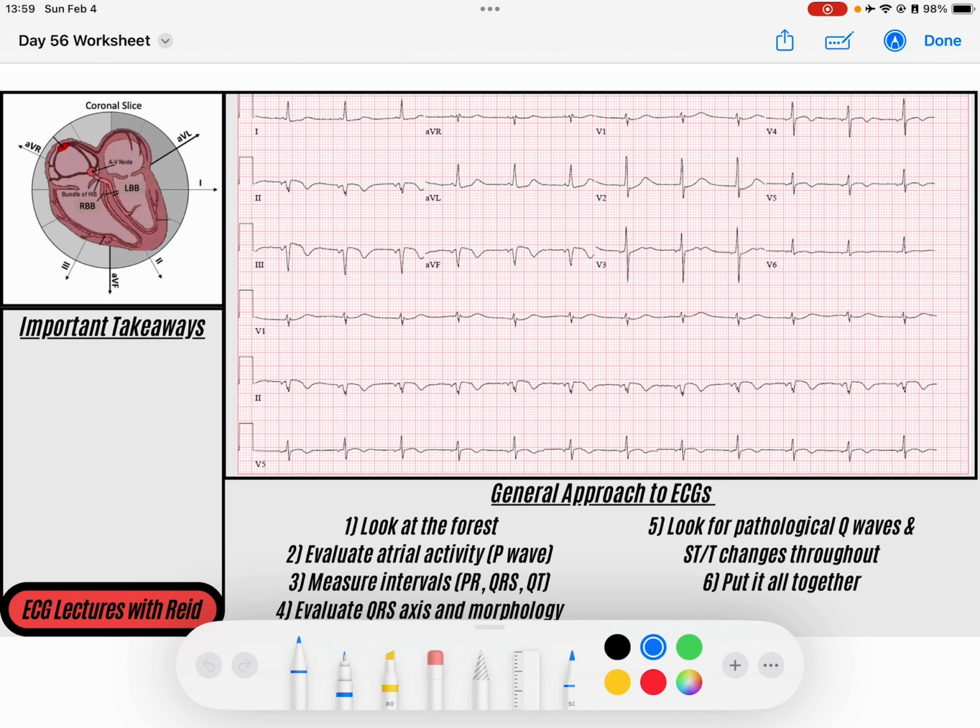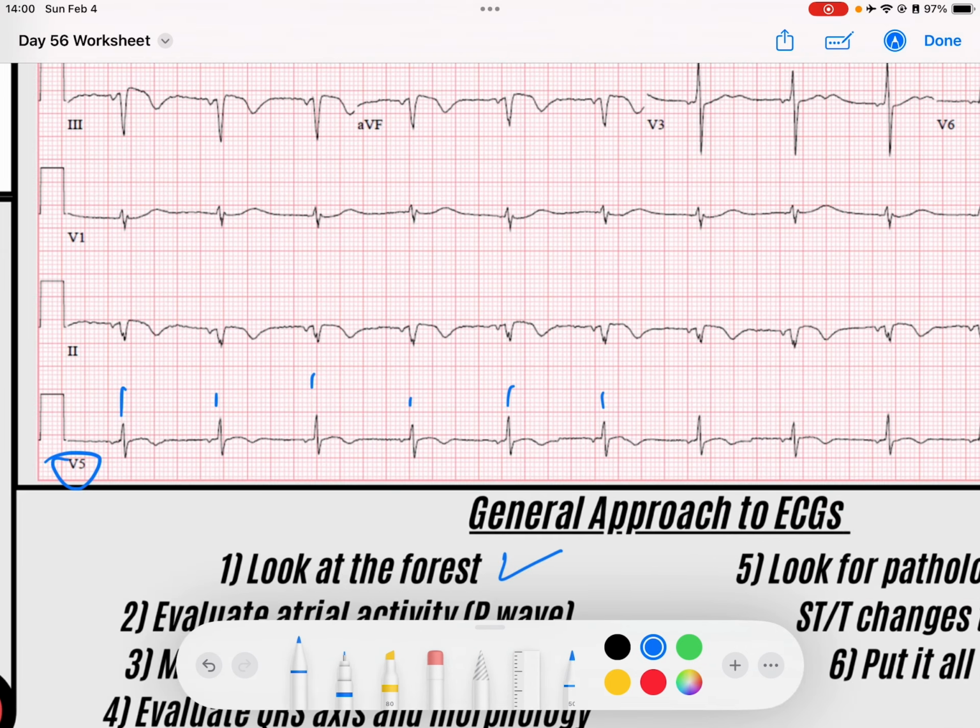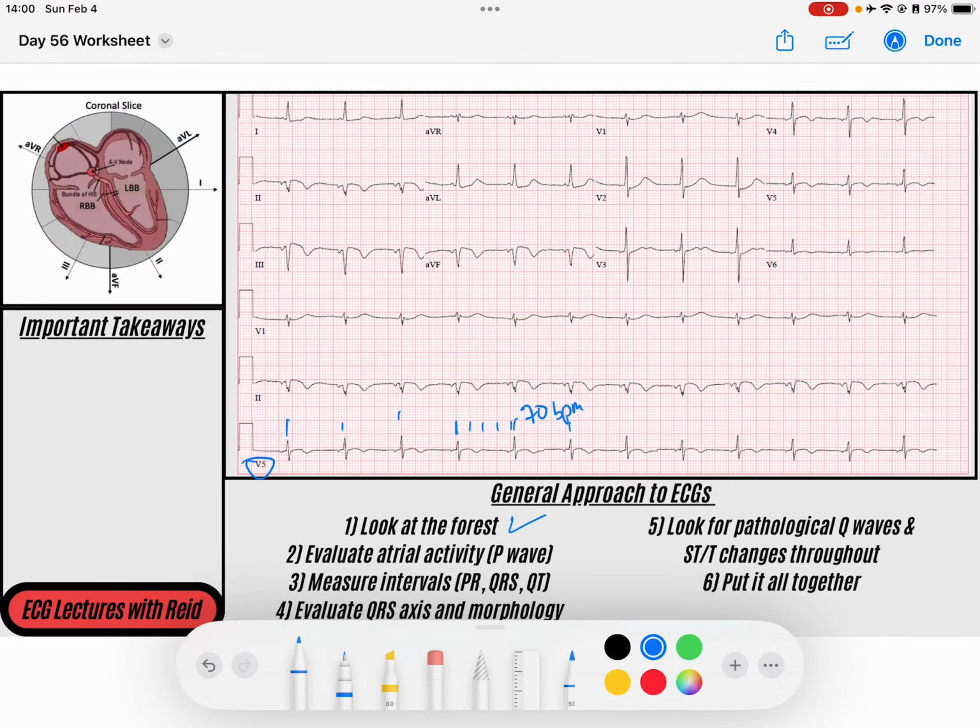So first thing I like to do is look at the forest, and the trees of my forest are the QRSs. So I might just pick a lead here, maybe V5 at the bottom, and I see I've got a regular rhythm here. It appears to be somewhat narrow, and my rate, if I pick a QRS that's right on a solid line, which I would say maybe this one's pretty close, I get 300, 150, 100, 75, just a little bit less than 75. We'll call that 70 beats per minute, so it's a normal rate.